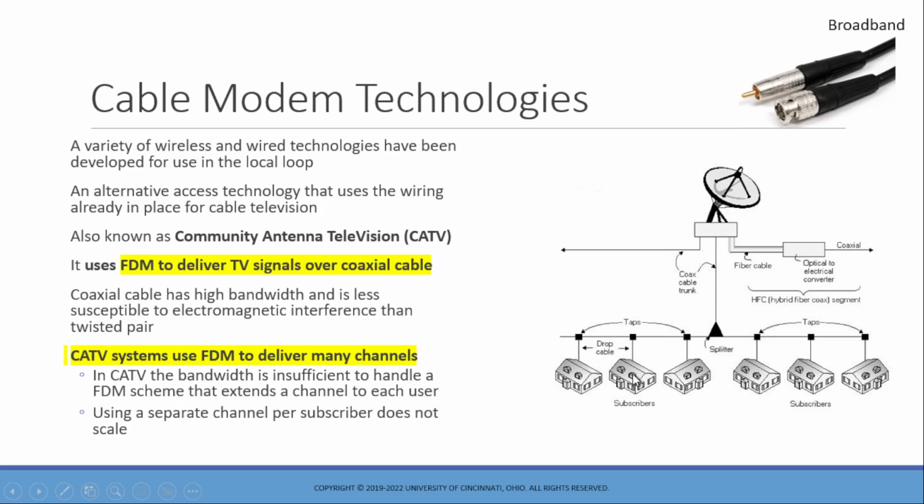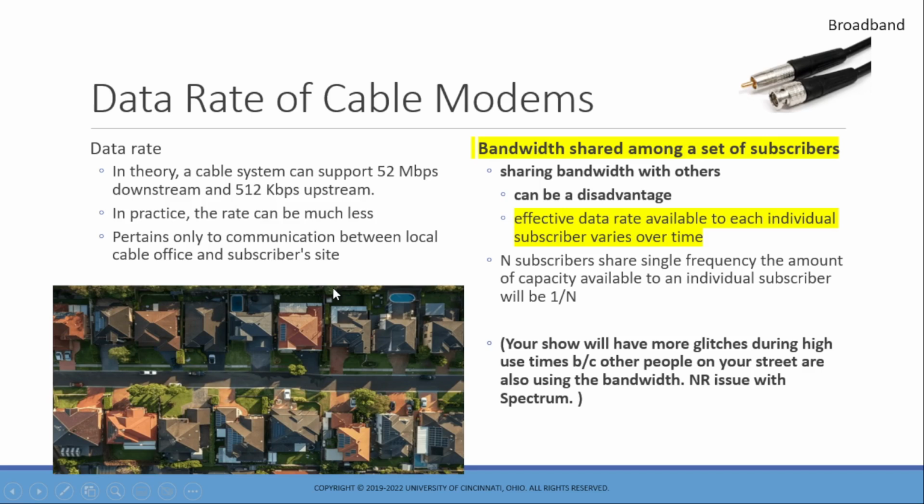Then we have cable modem technology. So this is a different broadband technique that uses coaxial cable. Again, it uses FDM to deliver many channels, many cable channels over the same coax line. Now, here's the thing with cable modems. Yes, it's considered broadband, right? But this bandwidth is shared amongst all of the people that are connected to it.